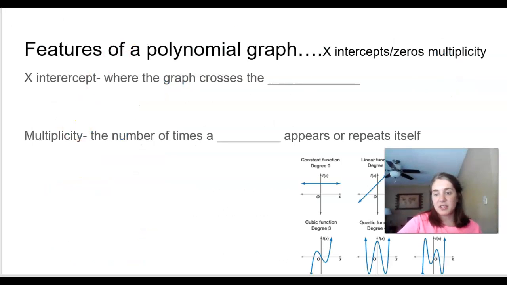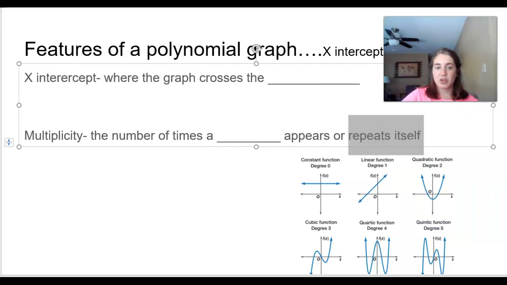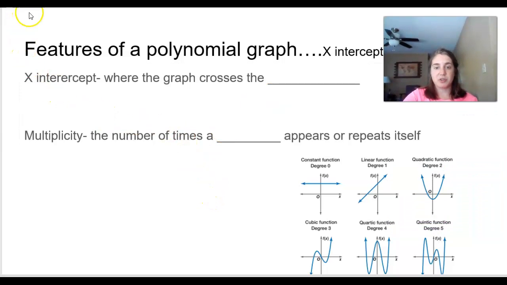Okay, let's go ahead and think through some other features of a graph. The x-intercept, which is also zero, and multiplicity, and what that means. The x-intercept is where the graph crosses the x-axis. So if you look at it, a graph like this crosses here and here. Multiplicity is the number of times a zero appears or repeats itself.